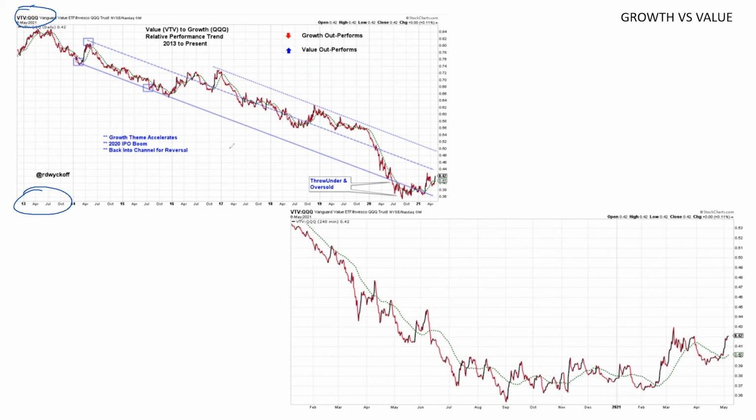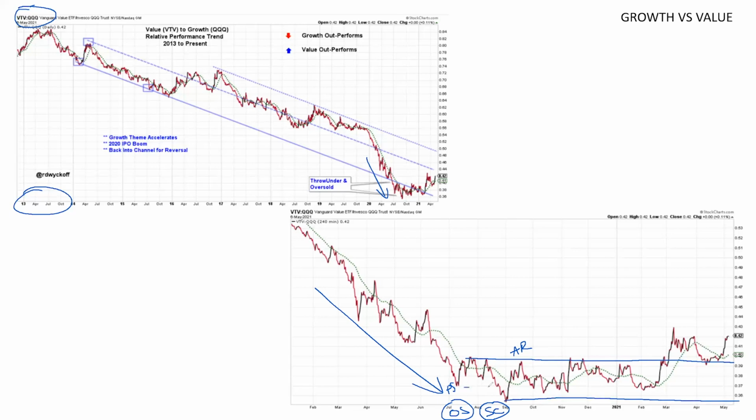Now, an interesting thing has happened in a classic Wyckoff sense: here in 2020, you had a climactic decline down into the bottom of that very large, well-defined trend channel, which created an oversold condition, a throw under of the channel, and then this magnificent accumulation structure of value to growth started to develop. And we've literally been tracking this since the fall of last year.